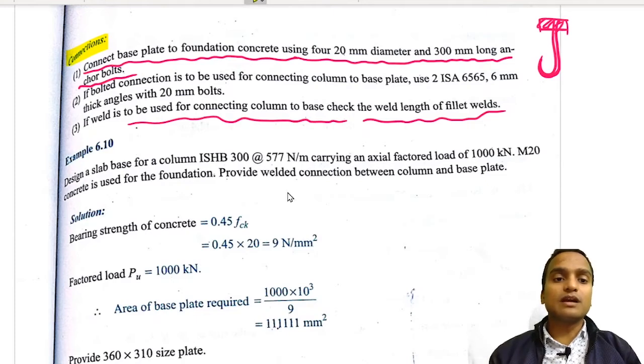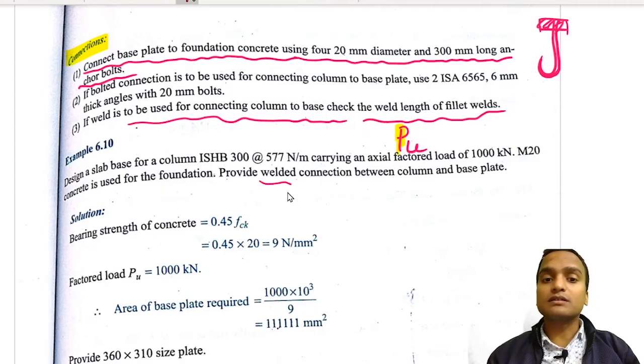So in the numerical, it is asked to design a slab base for a column which is Indian standard heavy beam ISHB 300, at the rate of 577 Newton per meter. This is the weight per unit length, carrying an axial factored load PU equal to 1000 kilonewton, and M20 concrete is used for the foundation. Provide welded connection, not the bolted connection, between the column and base plate.